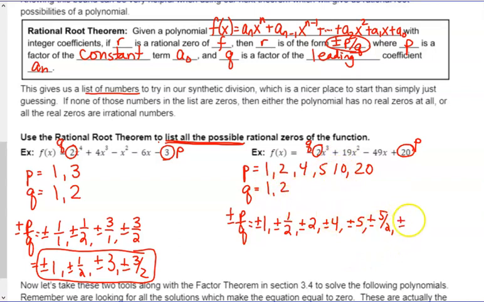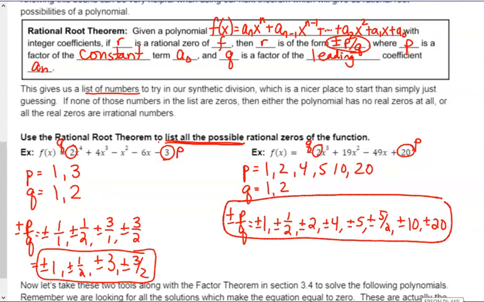Moving on to 10, grouping 10 with 1. 10 over 1 gives me plus or minus 10. But when I do 10 over 2, 10 divided by 2 is 5, so I already have that possibility. And the last ones become 20 over 1, which gives me plus or minus 20. But then 20 over 2 gives me a 10, which I already have in my list. So this has now exhausted all the possibilities with my P's over Q's. Now you might say, man, that is a whole lot of numbers. Well, compared to infinity, that's not too many, okay? So here's a good way to know which of these could be a possibility within that, okay?